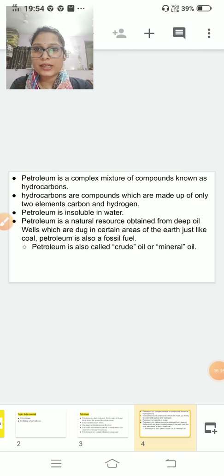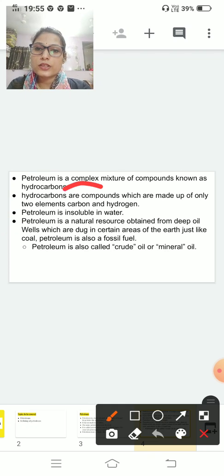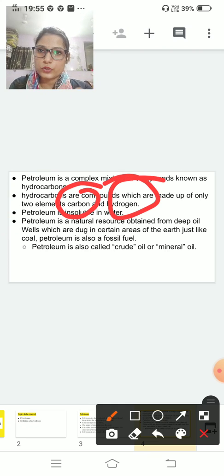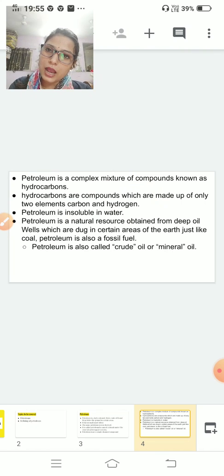I told you that petroleum is not a single compound. Complex means it is made up of many compounds. What compounds are present in petroleum? Hydrocarbons. Hydrocarbons are compounds which are made up of only two elements: one is carbon and one is hydrogen. So petroleum is made up of these two types of elements.